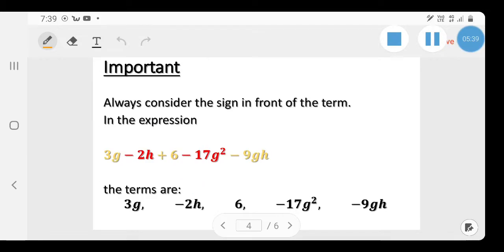All right, now here's an important note. When you're trying to identify like terms, or even just trying to identify terms, you always have to consider the sign in front of the term, because that belongs to the term. Even my year 11s get this wrong, okay? So this is just a little bit of an important sidestep here. If we have this algebraic expression, then these are the terms. 3g, minus 2h, that minus belongs to the 2h term, plus 6. What sort of term is that, remember? Constant term. Minus 17g squared and minus 9gh. And actually, there are no like terms in there whatsoever. So that was just a little important note there, okay, guys?